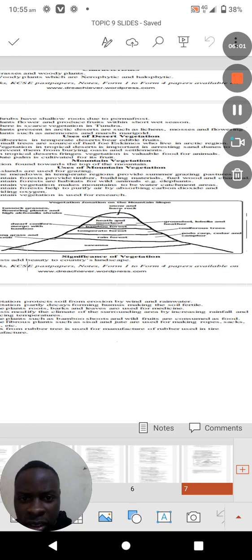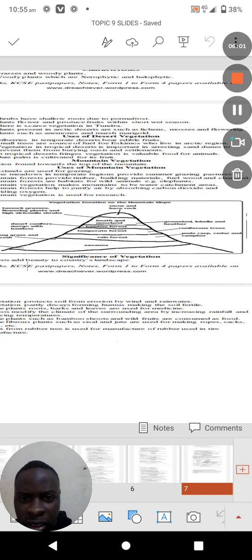Once again, today we are going to talk about vegetation, whereby vegetation is the plant cover on the earth's surface. We have two types of vegetation: natural, which exists on its own, and semi-natural, whereby there is vegetation recovering from interference by man, and vegetation planted by man. We also have factors influencing vegetation.